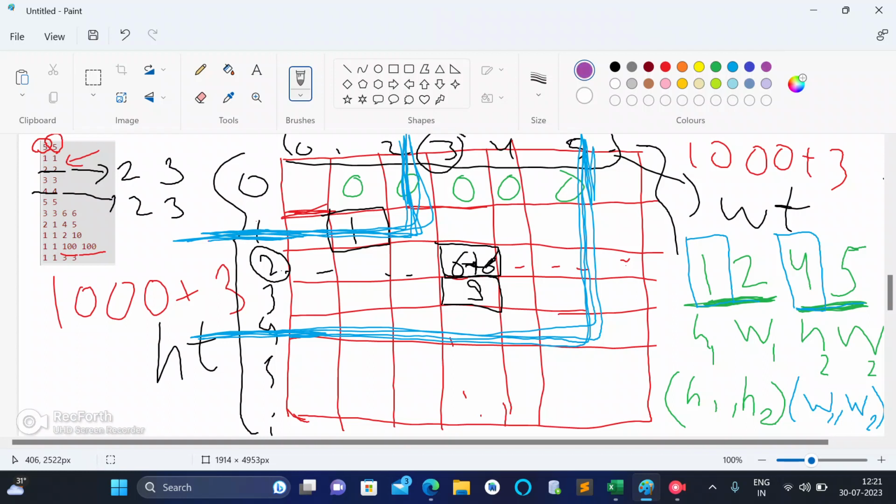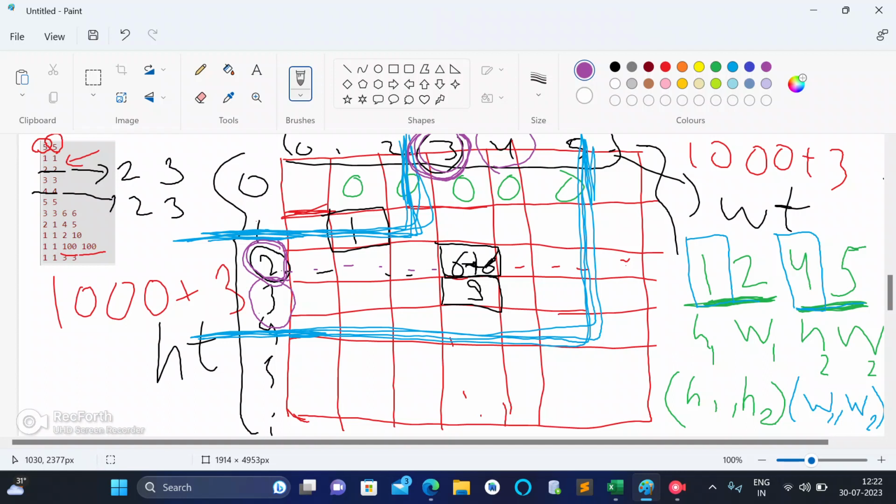So what does this boundary represent? It is allowed for me to have a rectangle of size 2 cross 3. You can see this is 2, this is 3. It is allowed for me to have a rectangle of size 3 cross 3. It is also allowed for me to have a rectangle of size 3 cross 4. You can see here it is 3, here it is 4. But it is not allowed for me to have a rectangle of size 4 cross 4 or 4 cross 3 or 4 cross 5, or even 1 cross 2, 1 cross 3, 1 cross 4 and 1 cross 5.